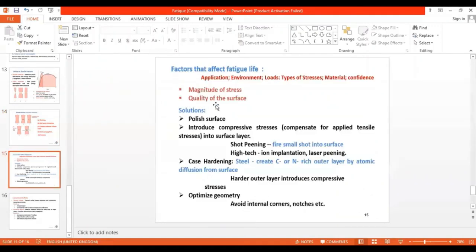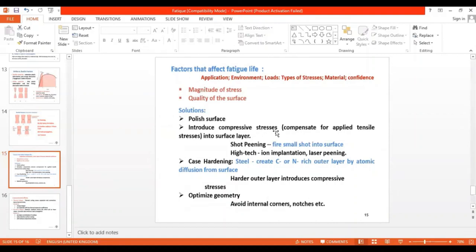So these are a few factors affecting the fatigue life, all right? Application environment, loads, type of stresses, material. We have already seen this. Magnitude of stress, right? So for fatigue, I told you, whether the magnitude is high or low, based on that it will take a shape. Then quality of the surface, surface quality. Solutions, right? So if these are the problems, what could be the solutions? Polish the surface. If the surface is not of good quality, you can polish it. That's why it is given as quality of the surface.